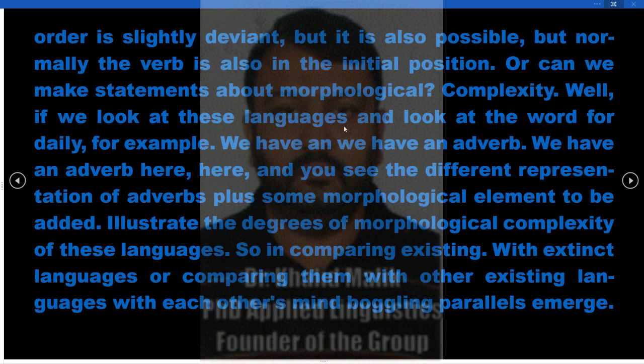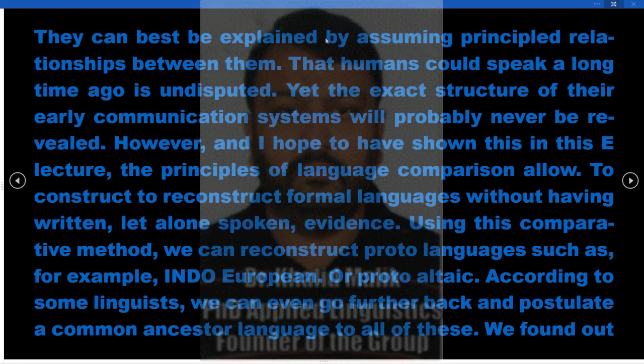Well, if we look at these languages and look at the word for daily, for example, we have an adverb here, and you see the different representation of adverbs plus some morphological element to be added. This illustrates the degrees of morphological complexity of these languages. So in comparing existing with extinct languages, or comparing them with other existing languages with each other, mind-boggling parallels emerge. They can best be explained by assuming principled relationships between them.